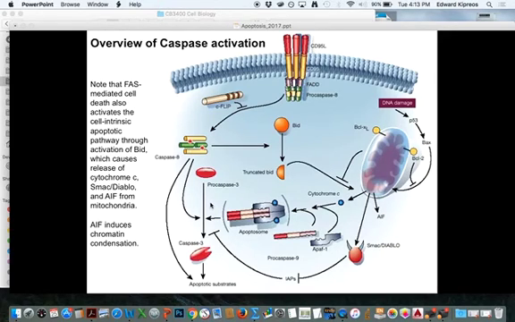Because the cell doesn't want to just kill itself for nothing, right? Like you just happen to get these 3 together, and now the cell kills itself. That's not good. So you've got a buffering system. FLIP you have to dilute out because it's a competitive inhibitor for this pathway. It's going to look like caspase 8 and block it. Then there's another inhibitor, another buffer that's going to prevent this from happening.